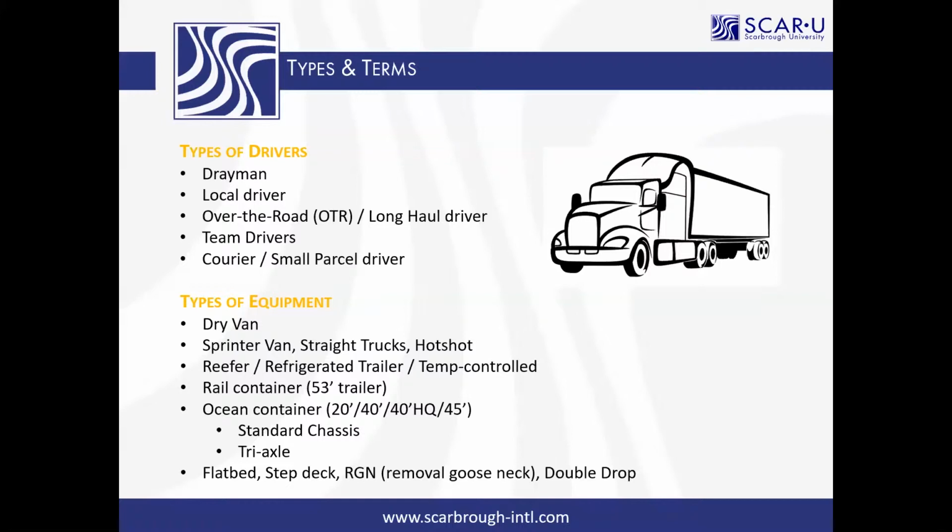Then we have the ocean containers. You can have the 20-foot, 40-foot, 40-foot high cube, and the 45 length with the standard chassis and triaxles. And then finally, in the open trailer group, we have the flatbeds, step decks, RGNs, and double drops. Those are for your large overdimensional objects. Luigi, do you have anything on the ocean containers you'd like to add?